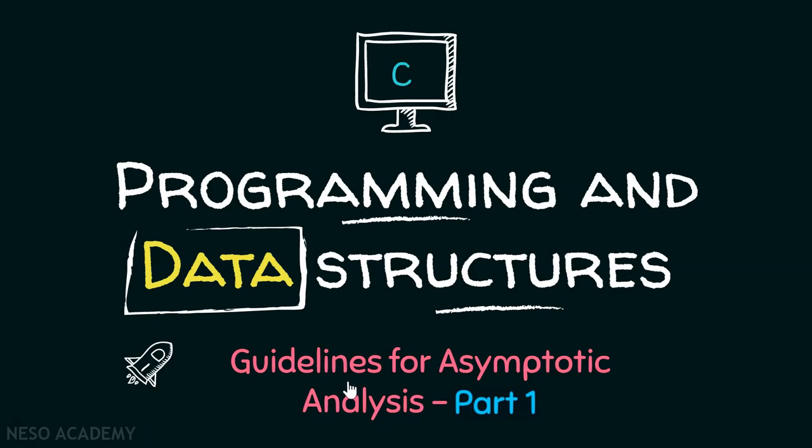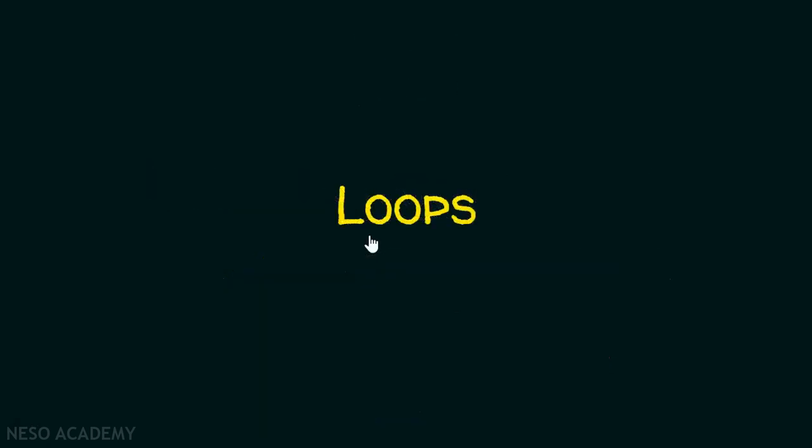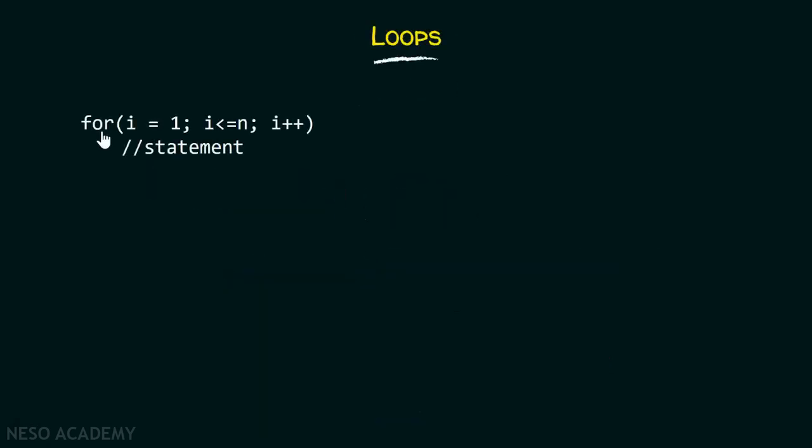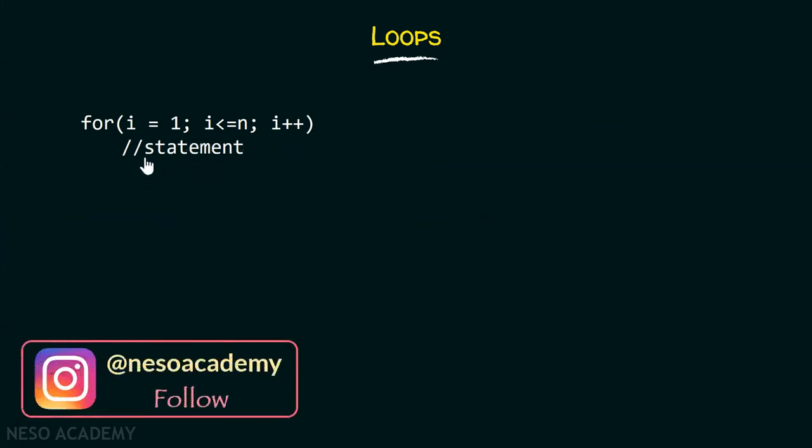In this presentation, we will see some guidelines related to asymptotic analysis. So let's get started. Here is the first guideline related to loops. Let's say we have a for loop which runs from 1 to n. We need to evaluate how many times this statement within the for loop has been executed. This is our task.